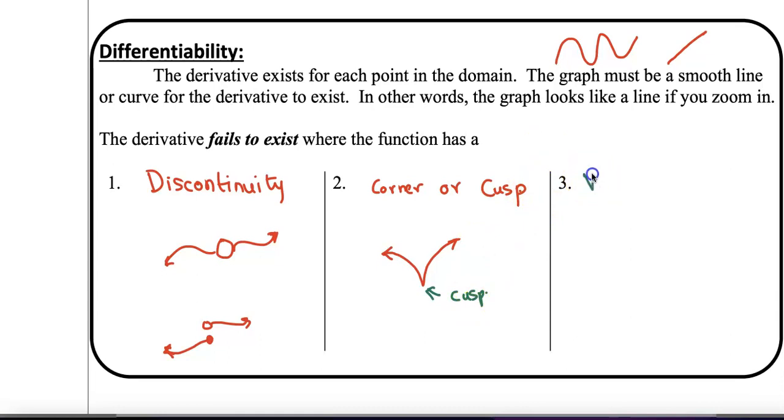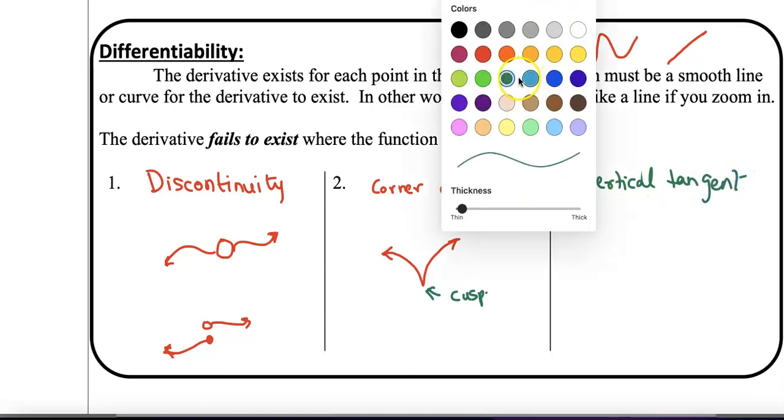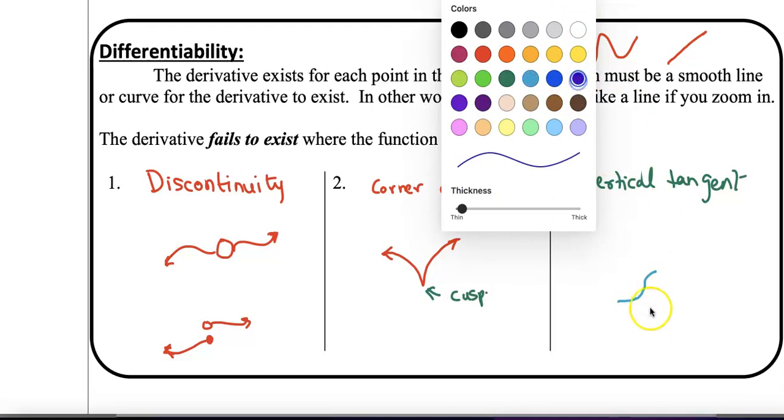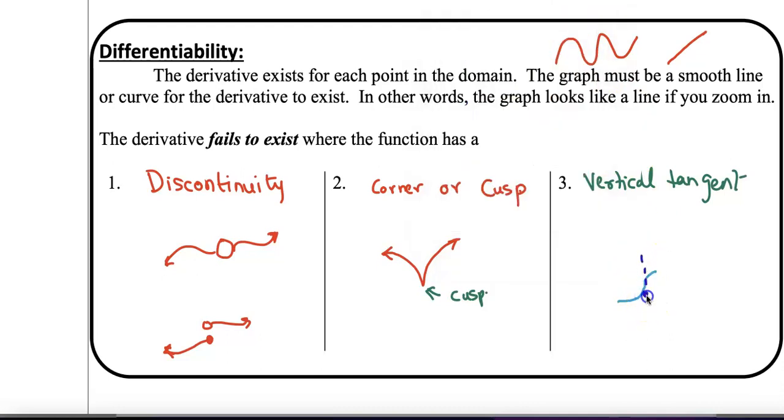And the third one is a vertical tangent. There will be some functions like this. Let's take an example. You have a function like this. If I look at this point over here, my tangent is straight vertical like this. So whenever you see a vertical straight tangent, at this point the function is not differentiable, or there is no derivative of this function.